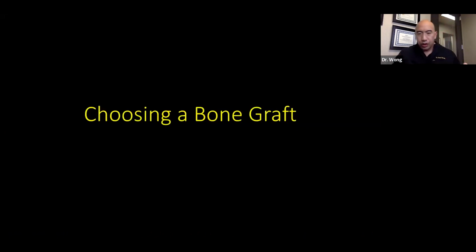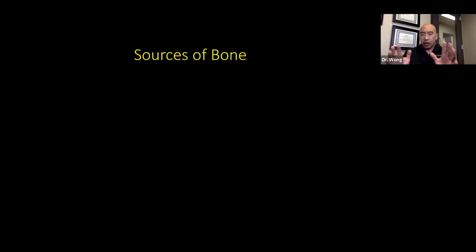So, choosing a bone graft. First thing you guys need to know is that there are 4 sources of potential bone that we can use. Number 1 is what we call the autograft, and that's where we use the patient's own bone.